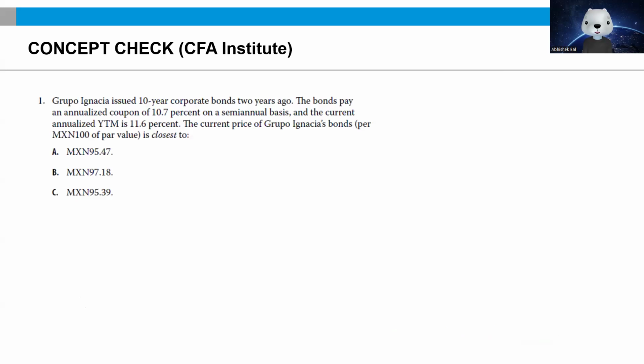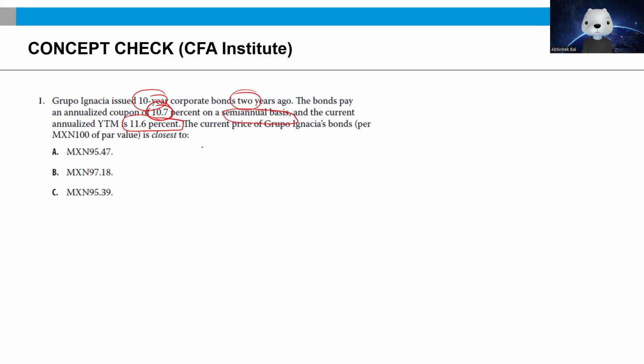Let's now boil down to some of the CFA problems. Grupo Ignacia issued a 10-year corporate bond 2 years ago. The bond pays an annual coupon of 10.7% on a semi-annual basis, and the current yield to maturity, that is the discount rate, we are going to consider the single discount rate of 11.6%. We have to find out the current price of this bond.